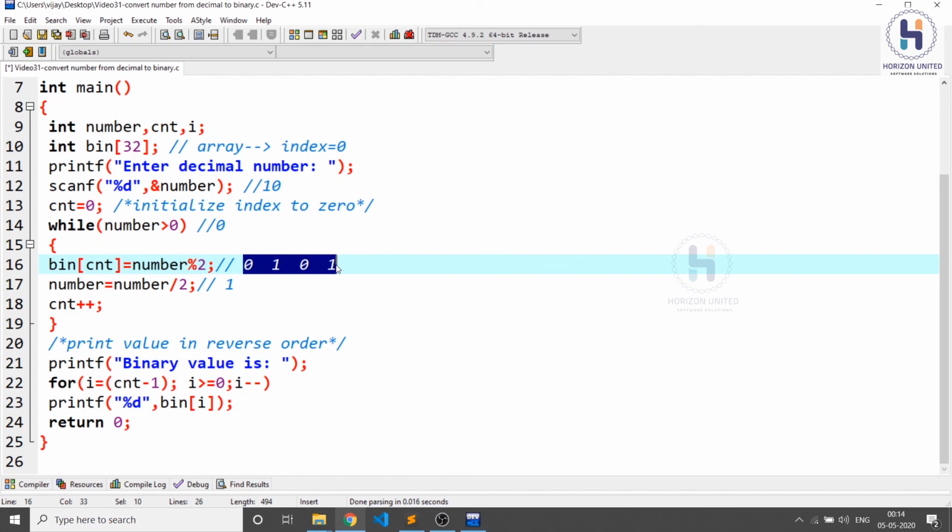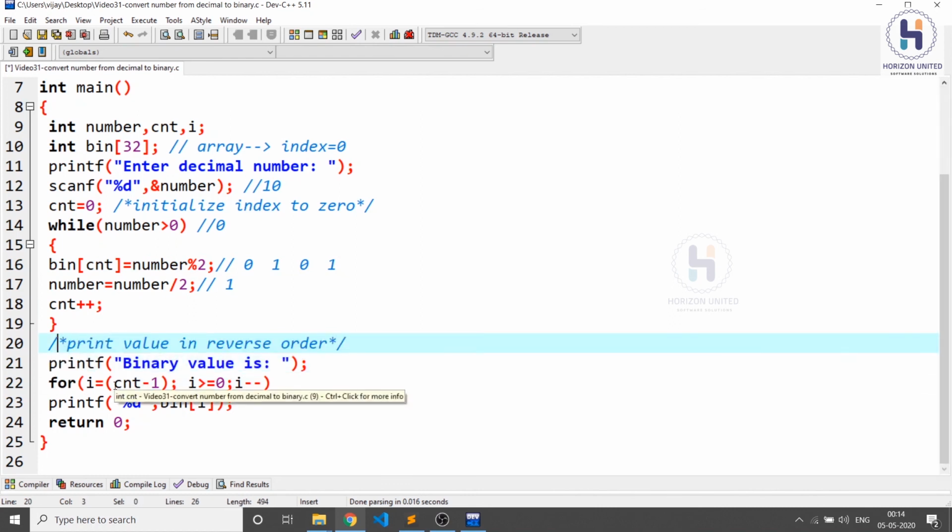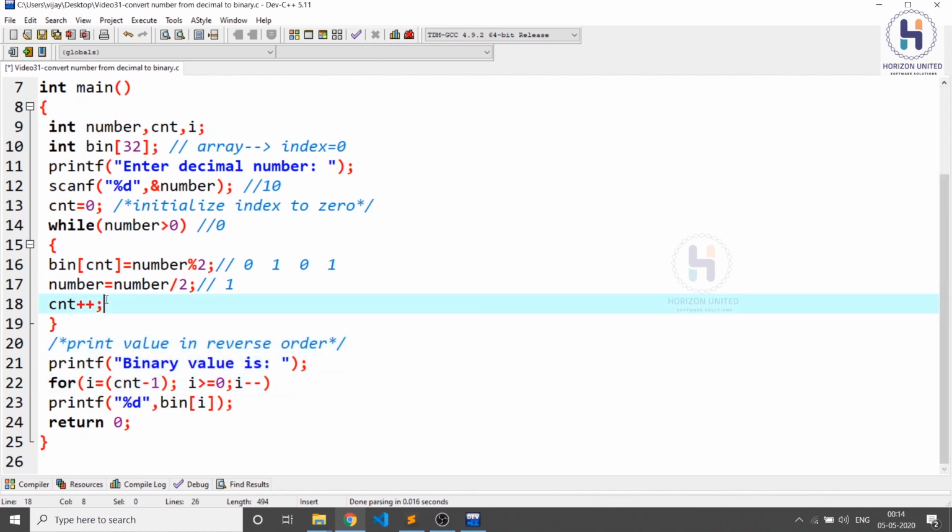Now we have to display that in reverse order. Let's see how we can reverse an array. Initially this count value has now become 4, right? Now I am going to take i equals count minus 1. The i value is going to become 3 because the index values are 0, 1, 2, 3, so I have to start from 3, right? So i equals 4 minus 1, where i becomes 3. 3 is greater than or equal to 0, and here i minus minus, bin of 3.